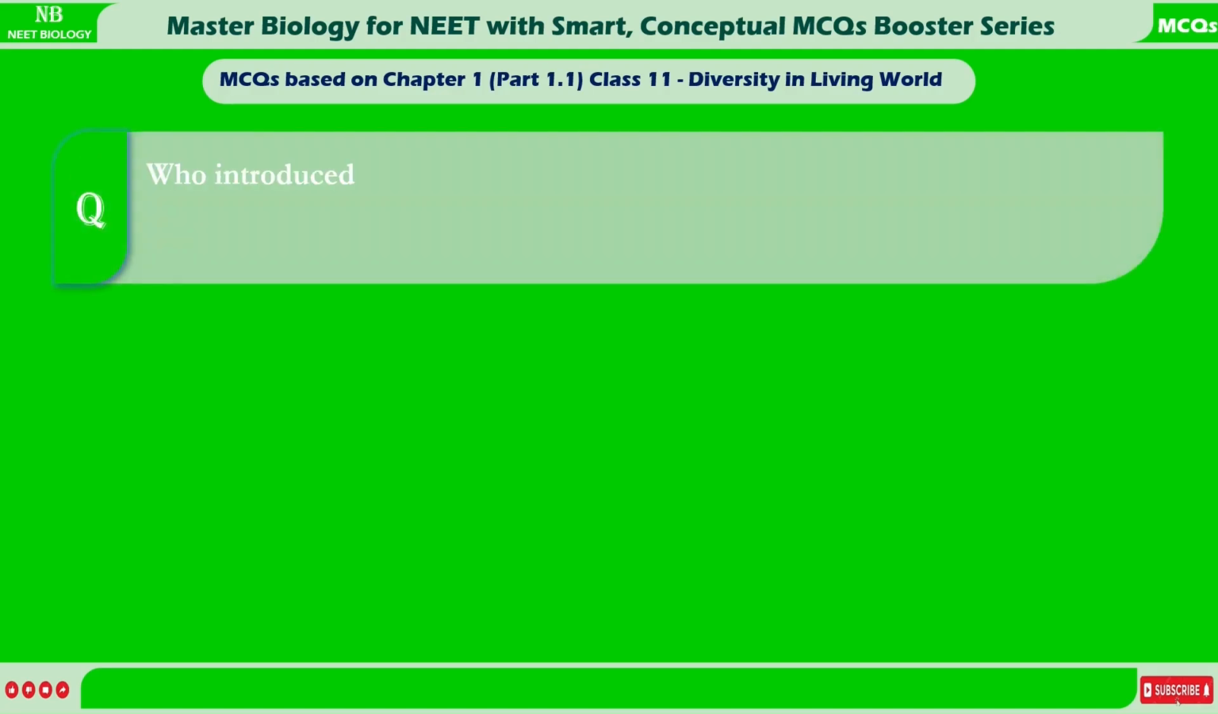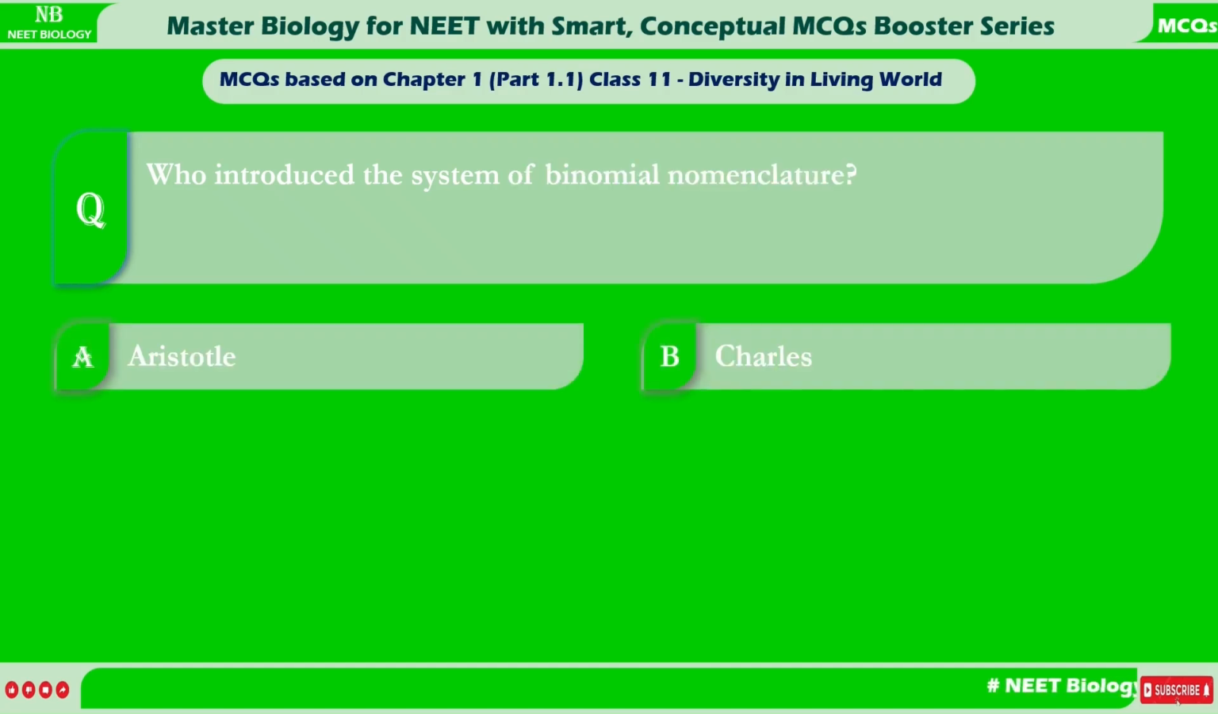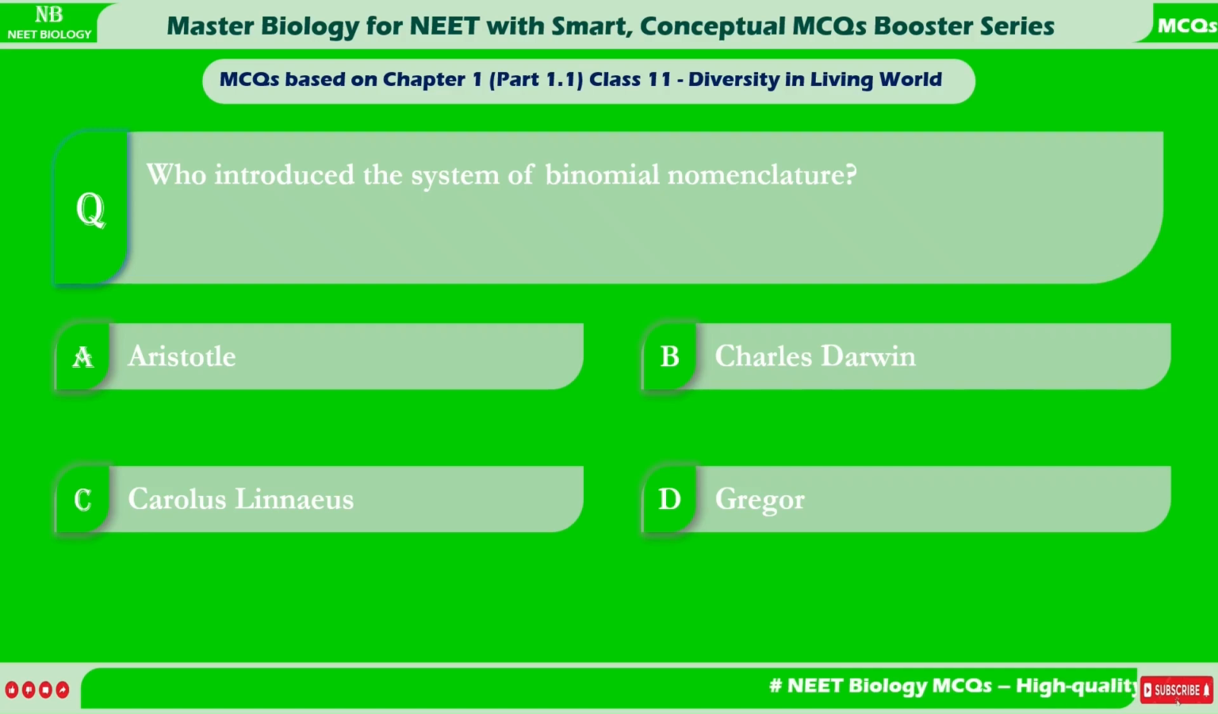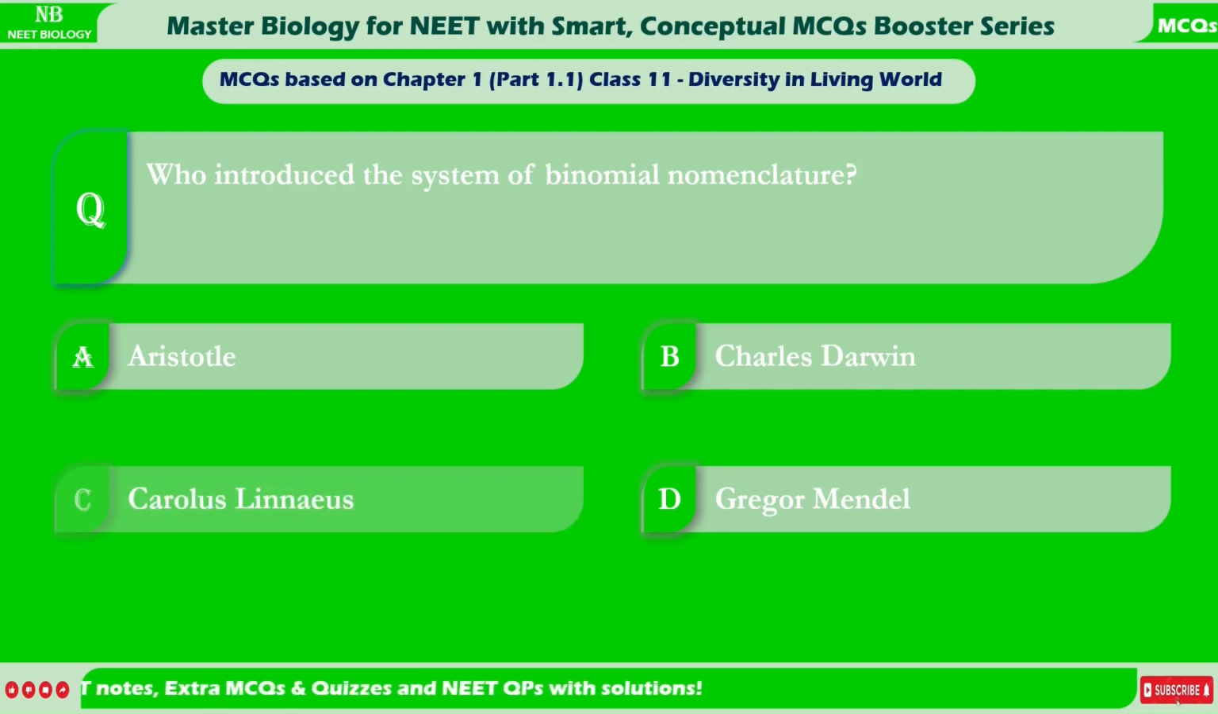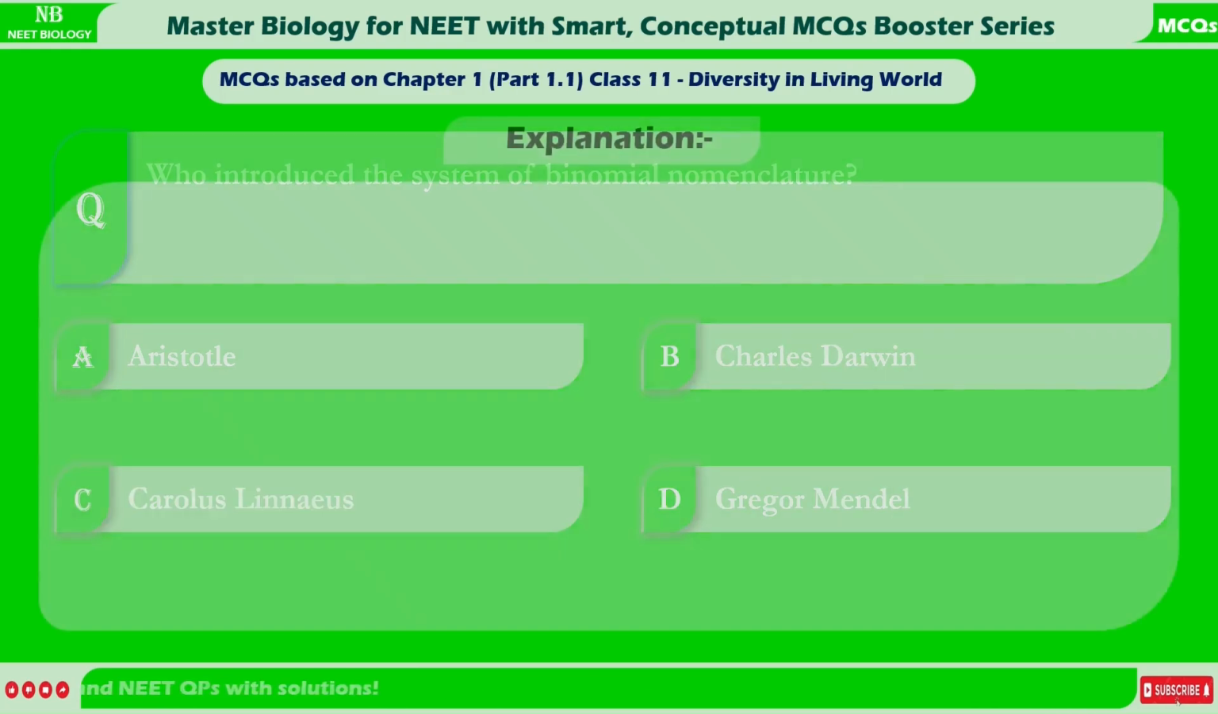Who introduced the system of binomial nomenclature? A. Aristotle. B. Charles Darwin. C. Carolus Linnaeus. D. Gregor Mendel. Correct answer is C. Carolus Linnaeus.